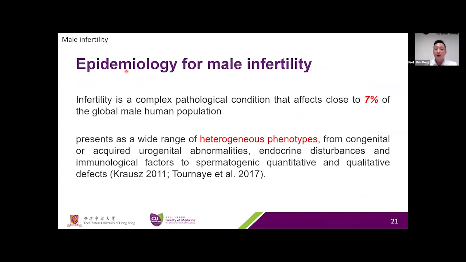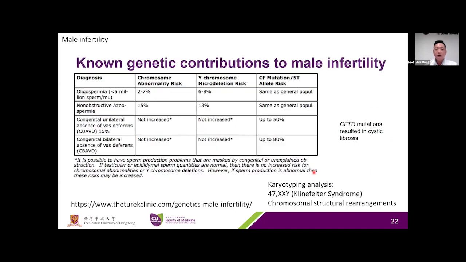As we know, the incidence of male infertility has significantly increased, and the causes may be heterogeneous. It can be caused by congenital or acquired urogenital abnormality as well as some genetic factors. In the current genetic setting for male infertility workup, we would apply karyotyping analysis as well as Y microdeletion testing for patients with non-obstructive azoospermia or severe oligospermia.